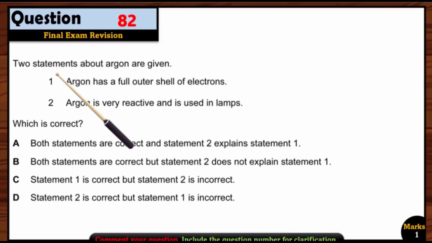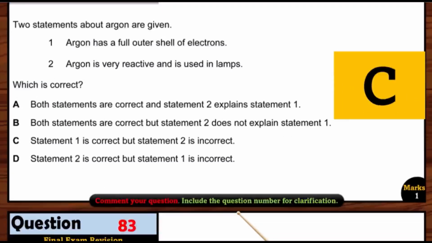Question 82. Two statements about argon are given. Argon has a full outer shell of electrons, and argon is very reactive and is used in lamps. So statement 2 is wrong. It is used in lamps, but it is unreactive. The first statement is right. So statement 1 is correct, but statement 2 is incorrect. Yes, that's right. So option C is the right option here.